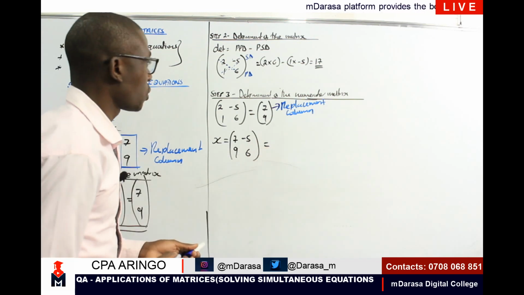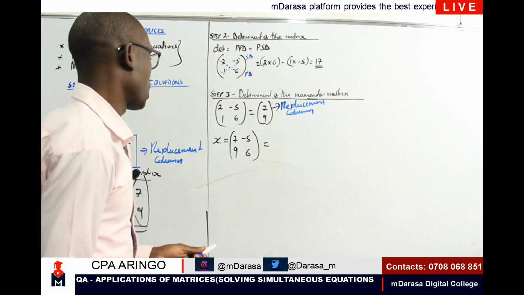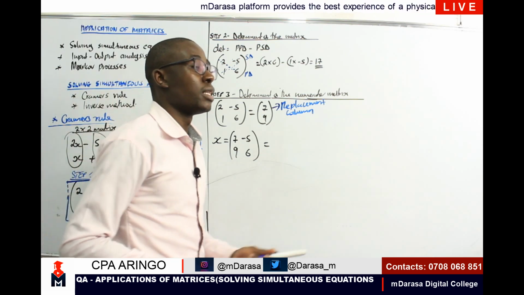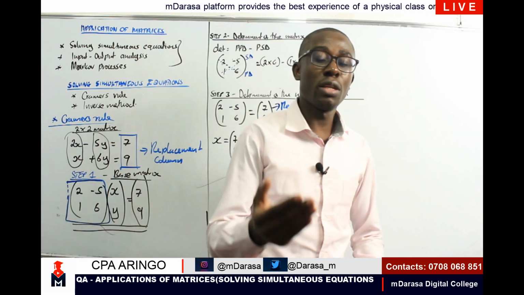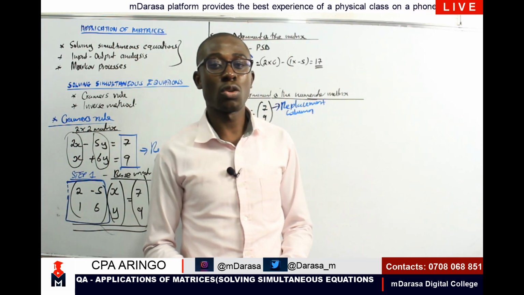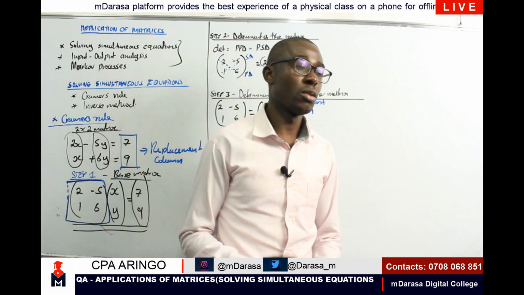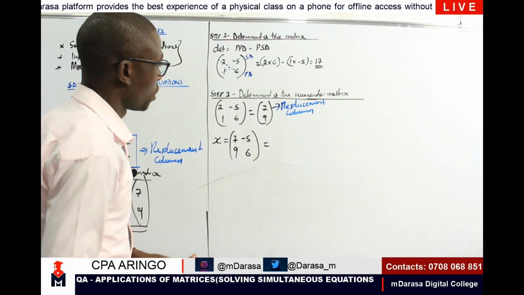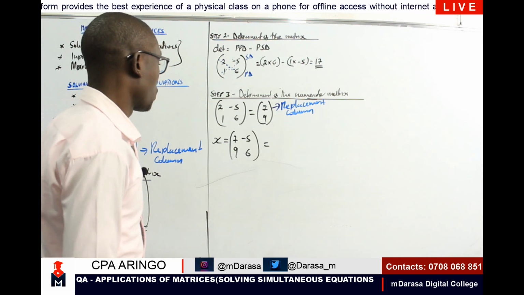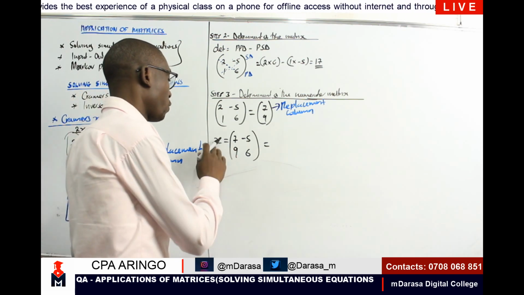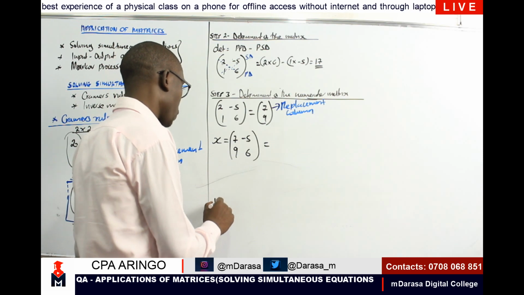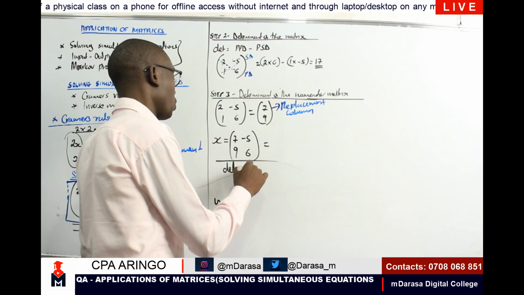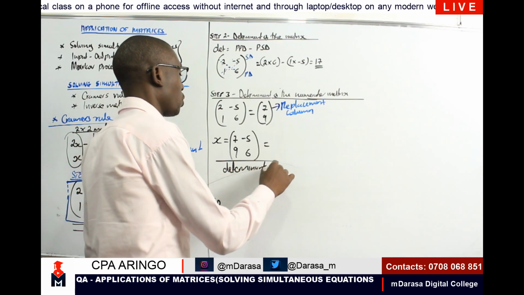So the determinant of this numerator matrix, which at the end of the day, of course, you know very well that Cramer's rule will have the determinant of the numerator matrix divided by the determinant of the base matrix. So let us determine this determinant of the numerator matrix. To determine it, of course, you can do for x and y. At the end of the day, we are going to divide this by the determinant of the base.